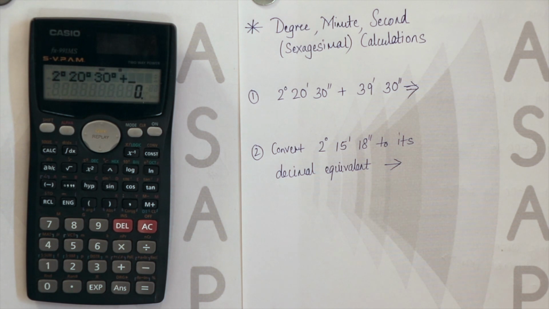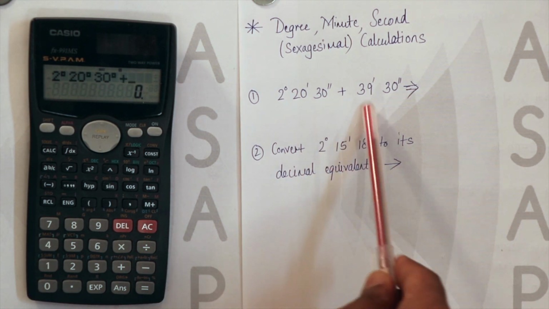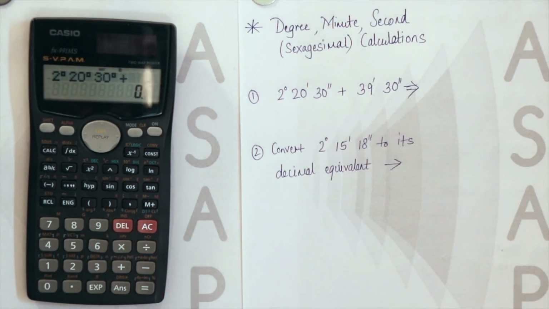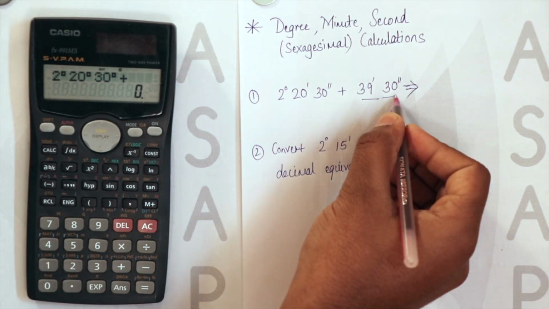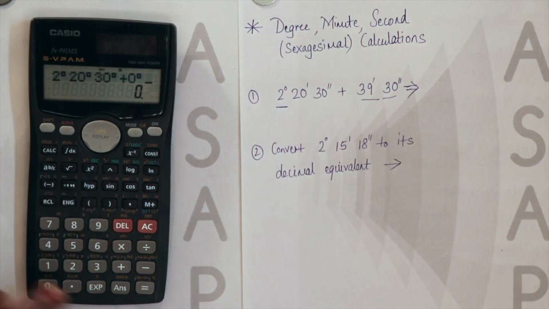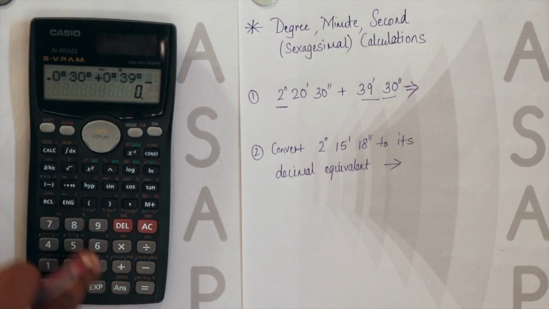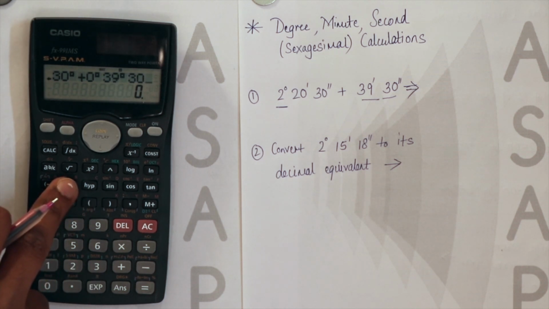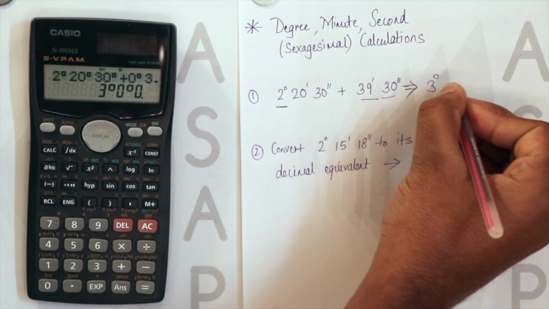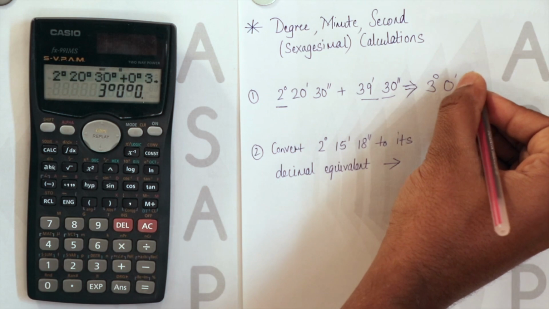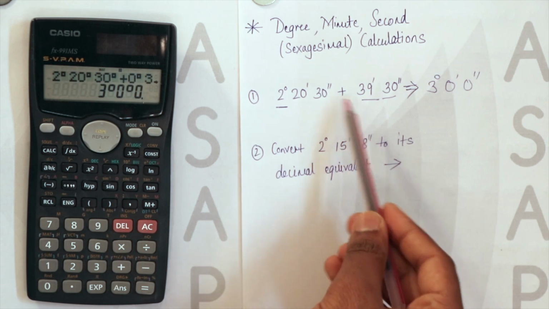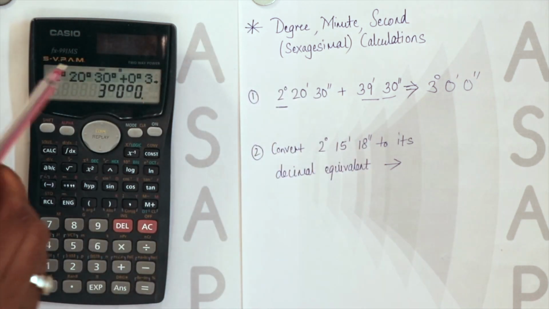Now we have this addition, right? Then plus. Now your important point to note is, even if you don't have any degree or minute, you need to enter as 0, like 0 degree. Here you can see we directly have 39 minutes and 30 seconds. We don't have any degree term for this. So what we'll do, 0 degree, 39 minutes, 30 seconds and equal to. So the answer you get is 3 degree, 0 minutes and 0 seconds. You need to remember that even if you have a missing term for degree and minutes, you need to enter 0, which we had done.